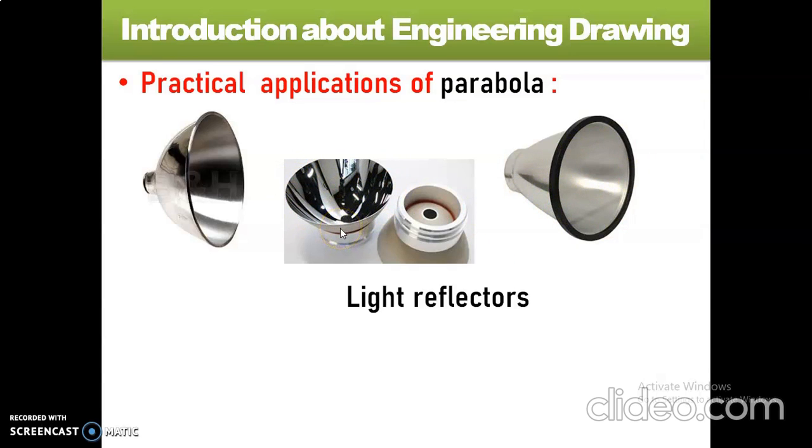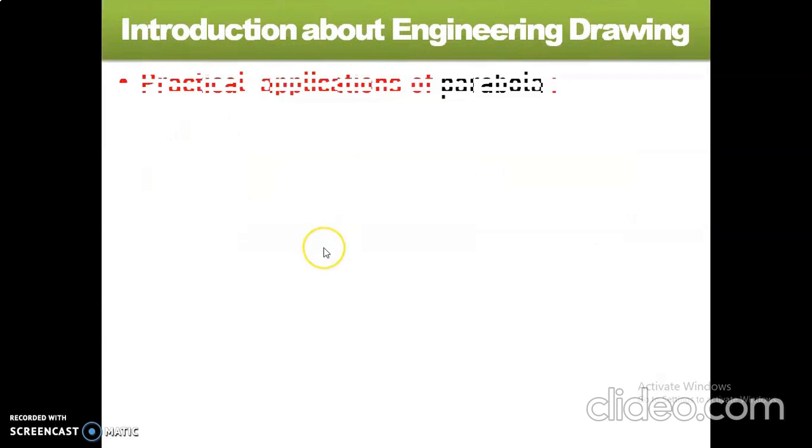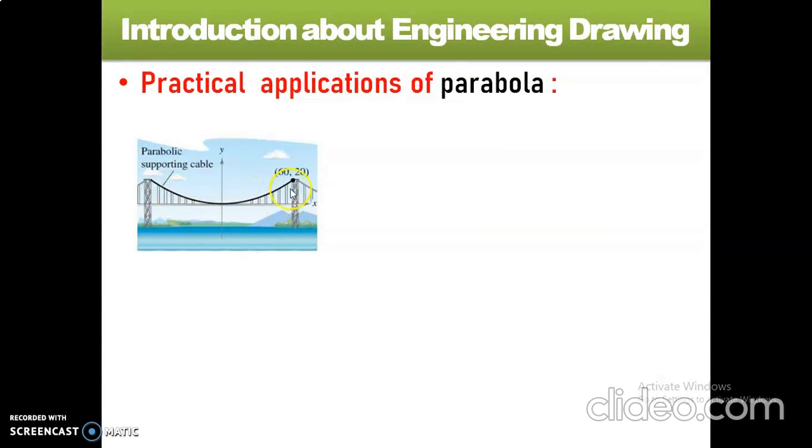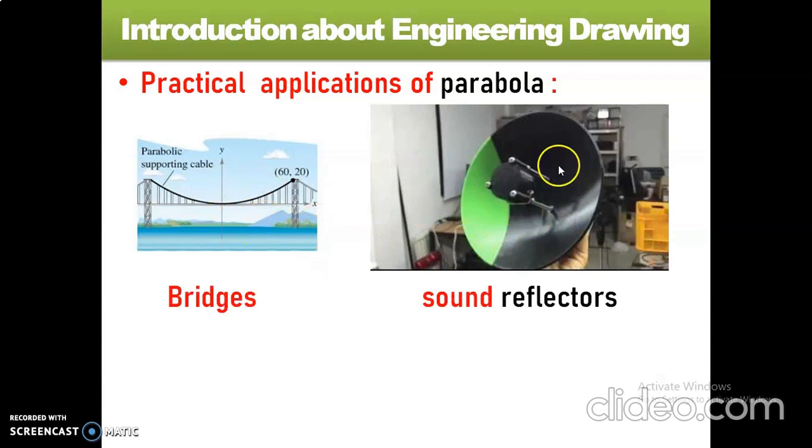Next, bridges. This is a parabolic supporting cable. Next, sound reflectors. This is a hooper. This is also in the parabola shape. So these are the practical applications of the parabola.